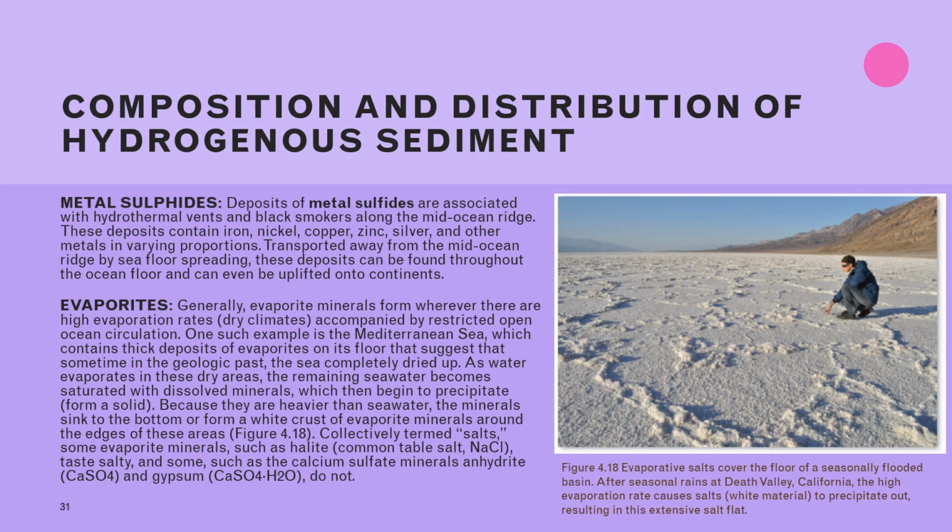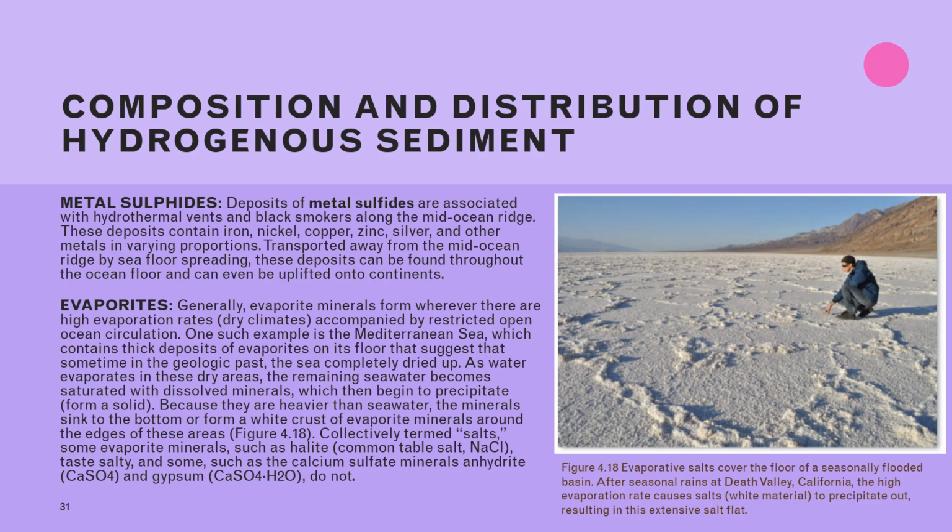Number three is now metal sulfides. Deposits of metal sulfides are associated with hydrothermal vents and black smokers. Along with the mid-ocean ridge, these deposits contain iron, nickel, copper, zinc, silver, and other metals in varying proportions. Transported away from the mid-ocean ridge by seafloor spreading, these deposits can be found throughout the ocean floor and can be uplifted onto the continents as well.